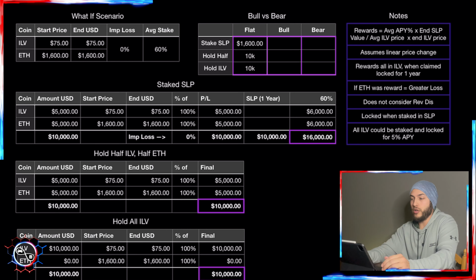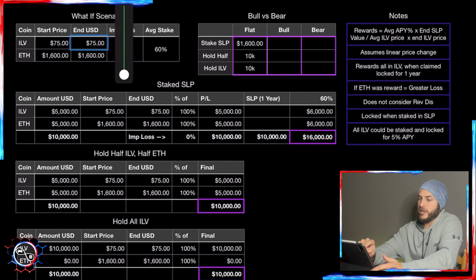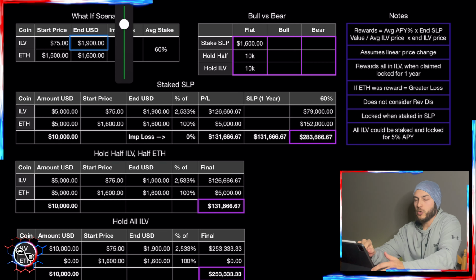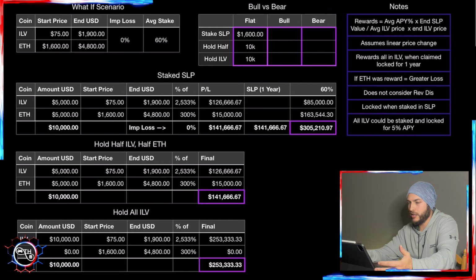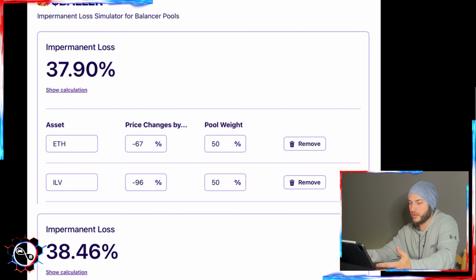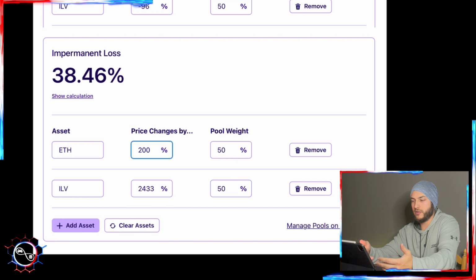For this bull and bear scenario, we're going to go with current prices versus all-time highs for these two coins. So in this bull market scenario, we're going to say we go back up to about $1,900, which is about where we were at the peak of the last market. And for Ethereum, we're going to go up to about 4,800. How I'm getting the impermanent losses is with that calculator, but I already took a screenshot down here. So we're looking at about 200% versus about 2,400% for ILV, which is about a 38% impermanent loss.